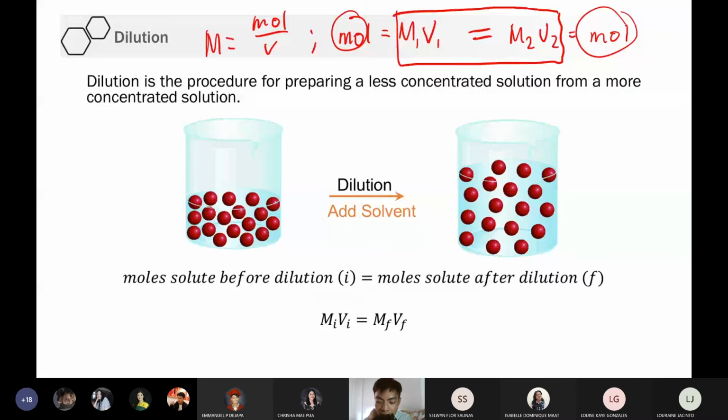Okay, so that's why we were able to come up with this equation, MiVi equals MfVf. No? Maraming versions tong equation na to. Pwedeng M1V1, M2V2. Pwedeng MiVi, MfVf, o C1V1 equals C2V2. Pero same pa rin yung concept nila. Okay? Hindi kasi nagbabago yung moles. Yung molarity and volume lang yung nagbabago. Okay? So, proportional yung changes na yan.